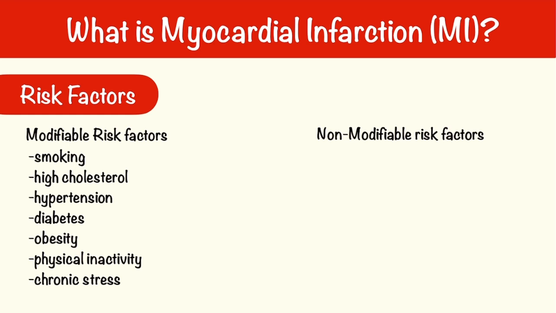Now let's look at non-modifiable risk. These are risk factors that individuals cannot change but should be aware of for early prevention and screening. The non-modifiable risks for MI are age, gender, family history, and ethnicity. Remember, non-modifiable means you cannot change, so non-modifiable risk.